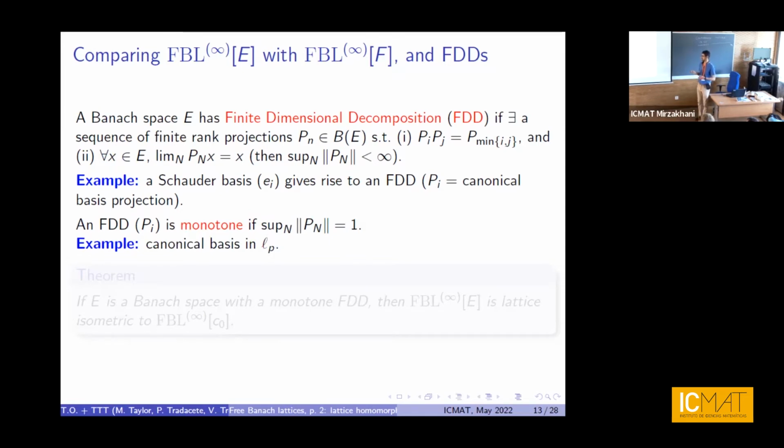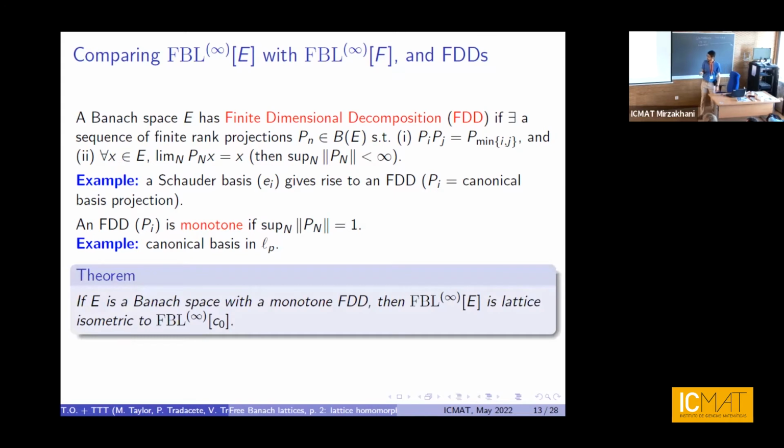And of course, bases in classical symmetric spaces such as L_p spaces will give us an example of such an FDD. And a result which I think is pretty surprising is the following: let's say we have a Banach space E with a monotone FDD. By the way, having an FDD will force it to be separable. Well, if we have a monotone FDD, then the free Banach lattice, the infinity free Banach lattice on E, will be lattice isometric to the free Banach lattice on c_0.